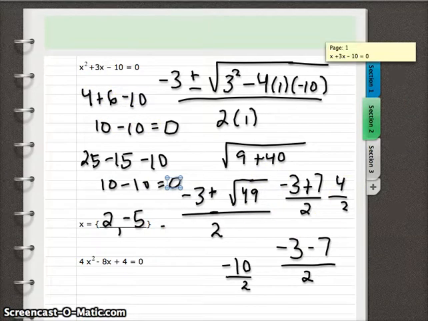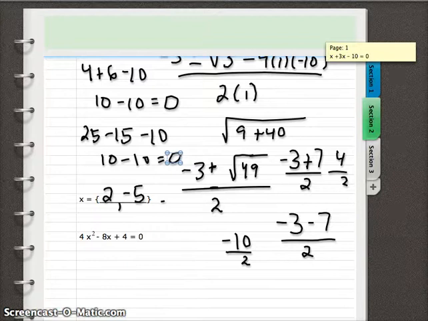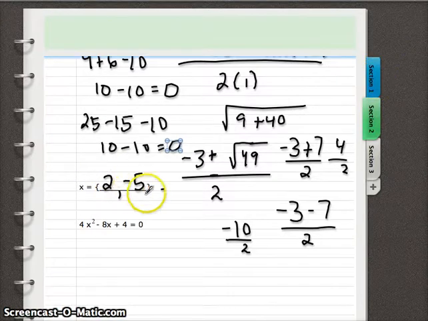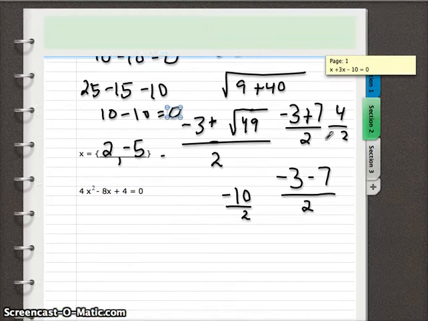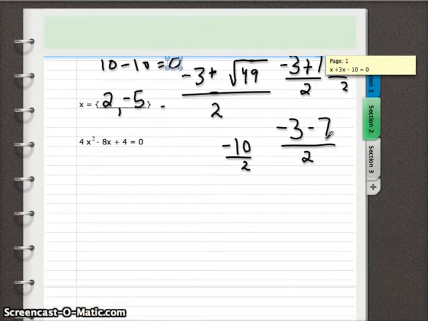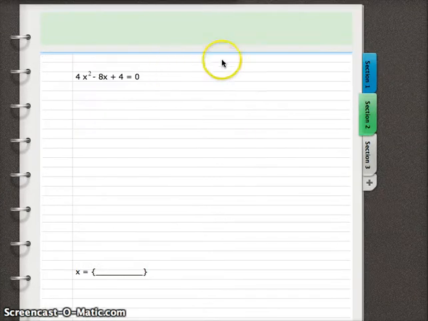Later on, we'll learn what the values for x represent in graph form. Actually, x-intercepts. Alright, let's do another example.